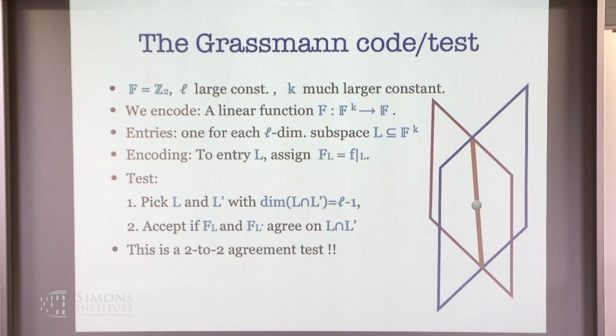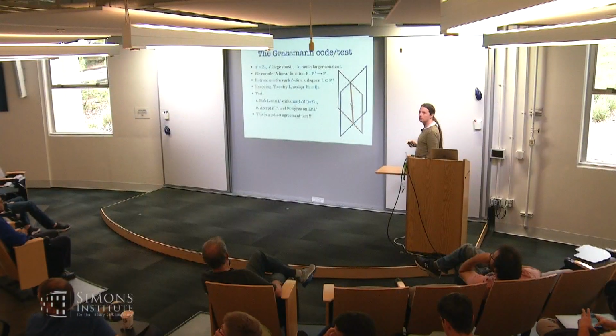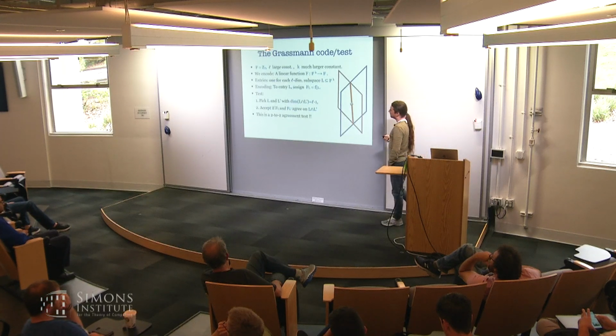Do we know what happens, or does it even make sense to consider this type of agreement test for, say, quadratic or cubic functions? It makes sense, yes.